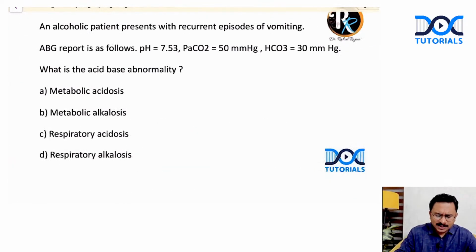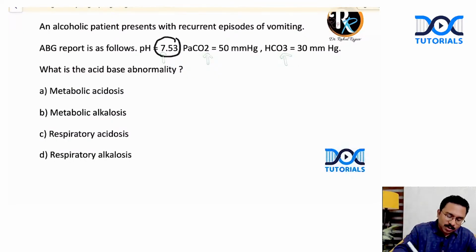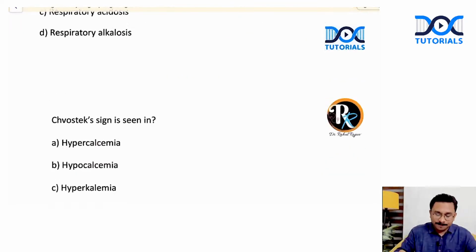And another question, again, an alcoholic patient with recurrent episodes of vomiting. The ABG report is shown, the pH is 7.53, the arrow is up. PaCO2 is 50, the arrow is up, the normal value is 40. Bicarbonate, the normal value is 24, it is 30 here. All arrows up. So pH 7.53, it is alkalosis. All arrows up, it is metabolic. So what is the answer? This is metabolic alkalosis.